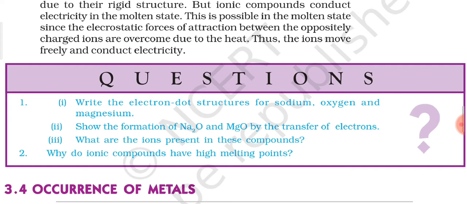Then question number 2 is, why do ionic compounds have high melting points? We also discussed this yesterday, in the properties of ionic compounds. You have understood how ionic compounds are formed, so the particles of ionic compounds are ions, or charged particles. And how are these ions arranged? They are arranged alternately, positive and negative. That means if one positive ion is there, the next one is going to be a negative ion, and then positive and then negative. This is how these ions are arranged in the ionic compound.